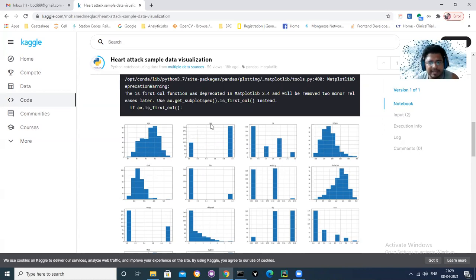Sex is a binary data, right? Discrete data, binary data. So either I will have male or I will have female. So it is purely a binary data. Now CP is a categorical data. You see there are 4 categories, right? This is not continuous. So I don't know what is CP, but I know at least from the histogram that it is categorical data, right?